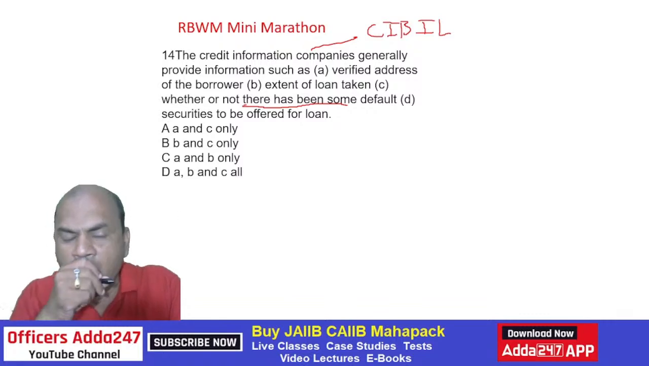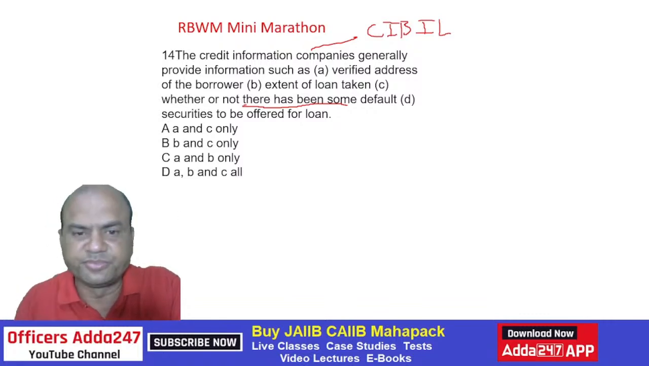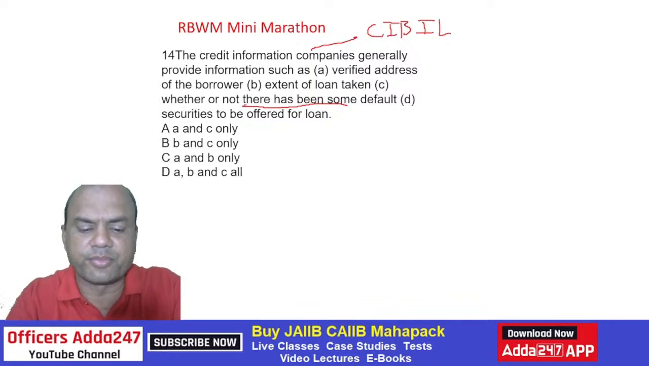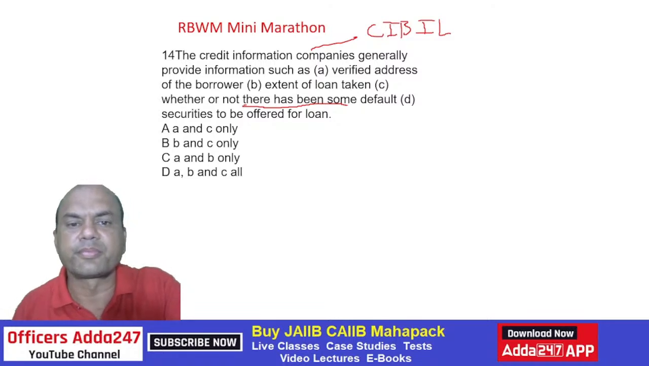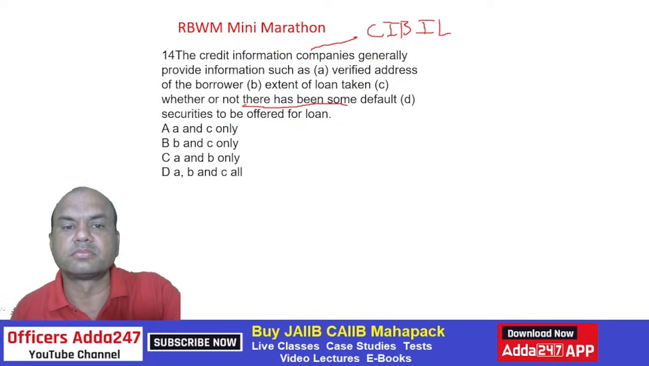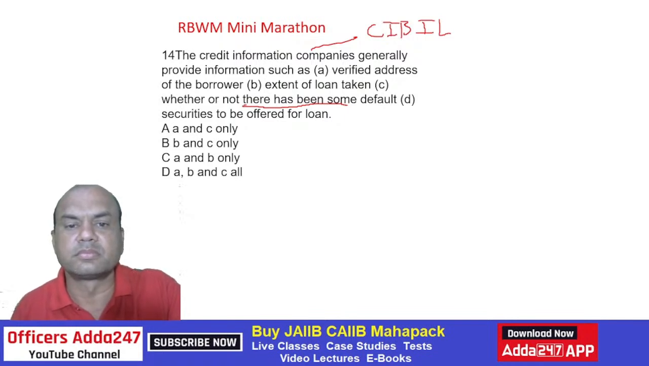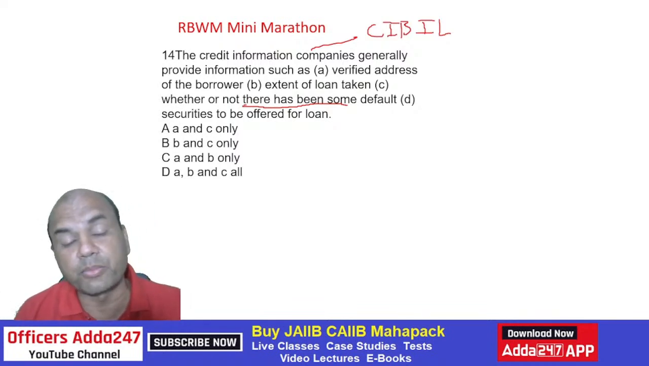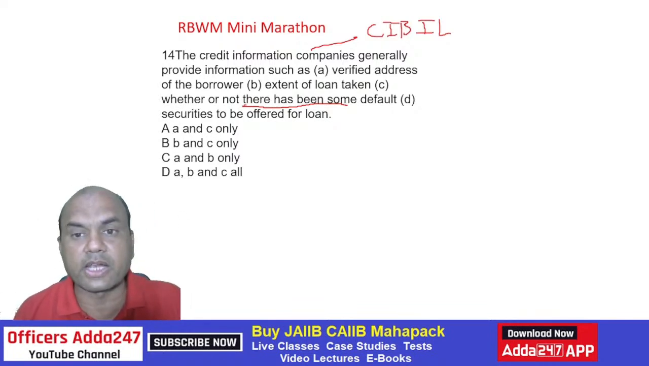So what does it give? Everyone? Type fast. Do we get the address? Don't we get the address over here? Don't we get the verified address of that customer? What is it? Isn't it?